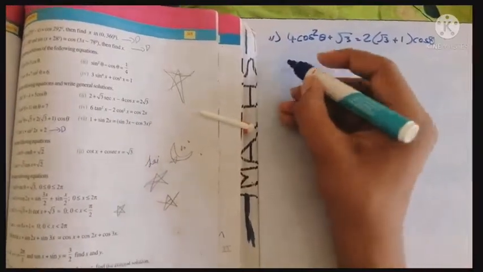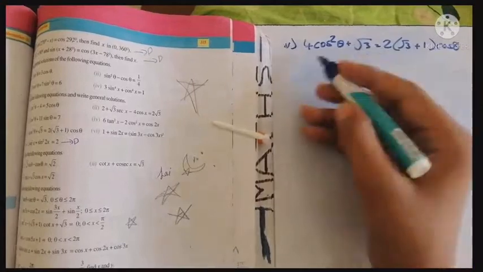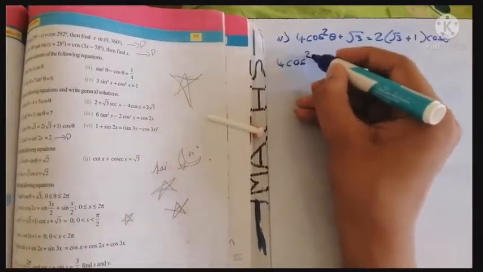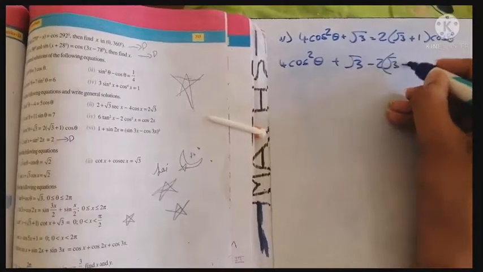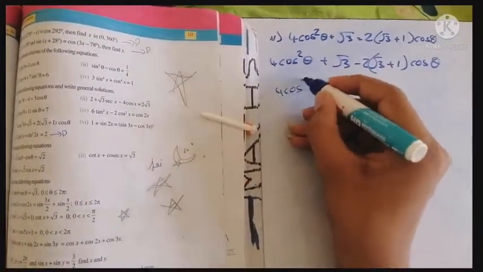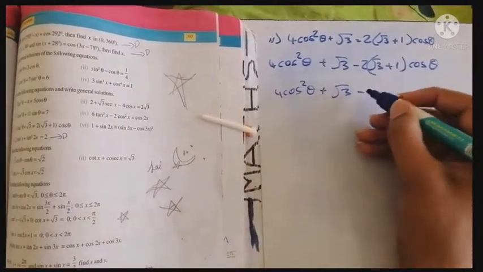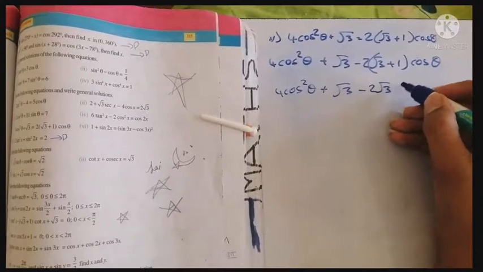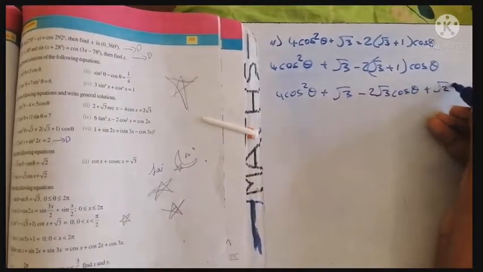Now in this problem, we can see the right hand side, we will send it to the left hand side. So what it will be: cos square theta plus root 3 minus 2 root 2 into root 3 plus 1 cos theta. Now 4 cos square theta plus root 3, let's expand the term, 2 root 3 cos theta plus root 2 cos theta.